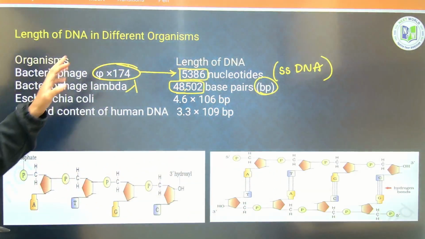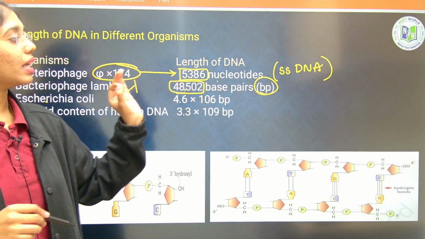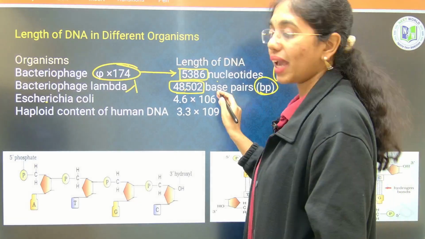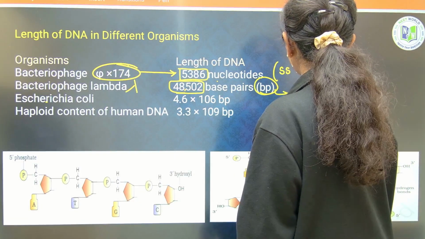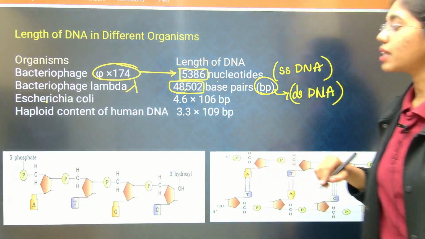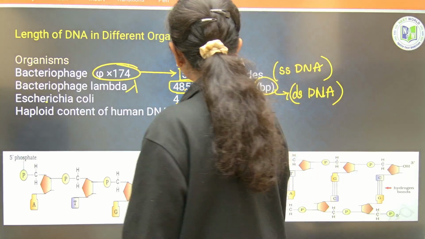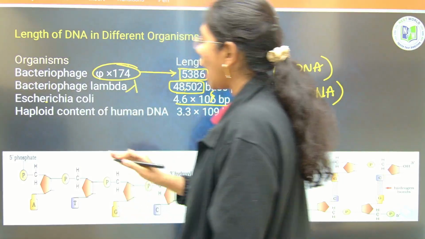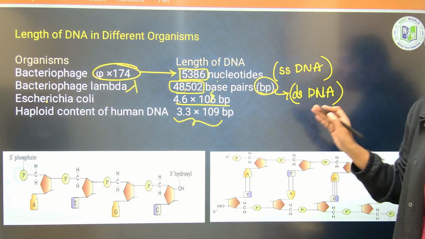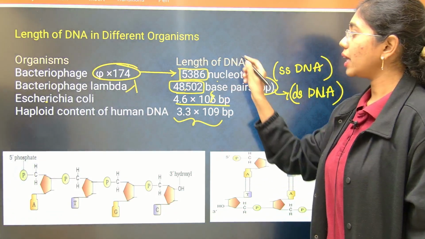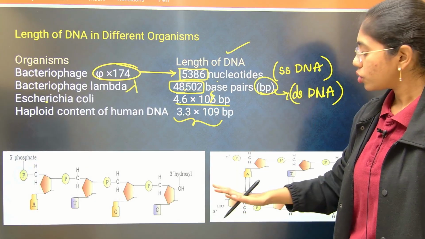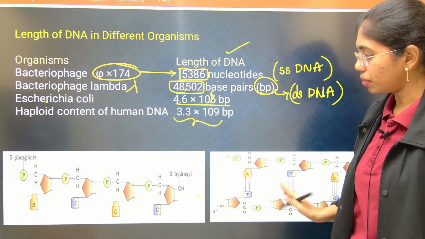If only nucleotides are present, it denotes that it is a single stranded DNA. If it has base pairs, then it is a double stranded DNA. Fine, right? Escherichia coli will have 4.6 into 10 to the power of 6 base pairs. Haploid content of human DNA will have 3.3 into 10 to the power of 9 base pairs. This length of the DNA is always calculated with number of nucleotides. Remember that. Here you can see both single stranded DNA and double stranded DNA.